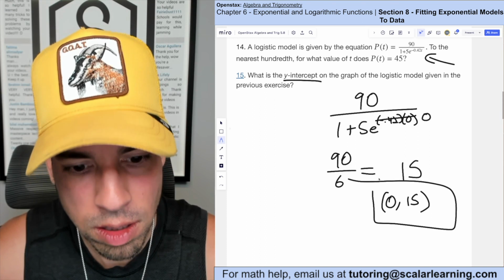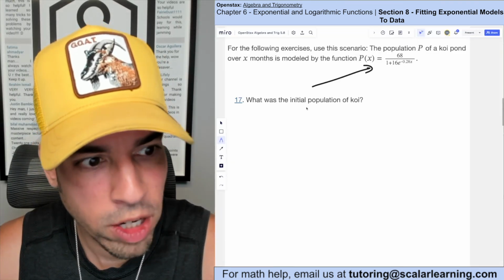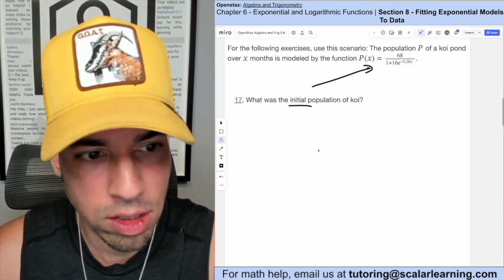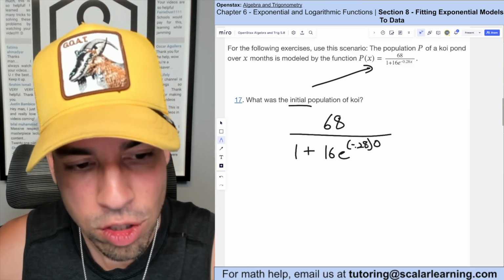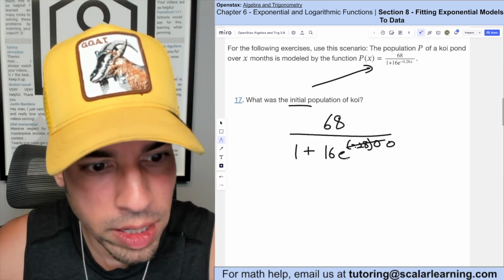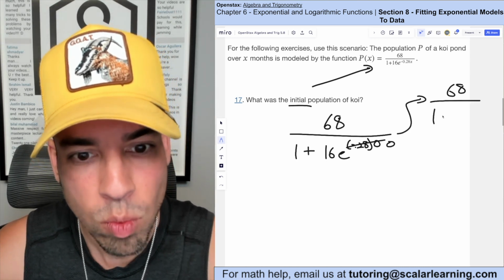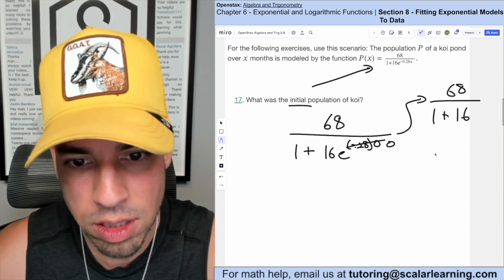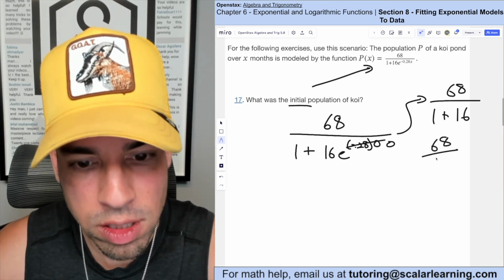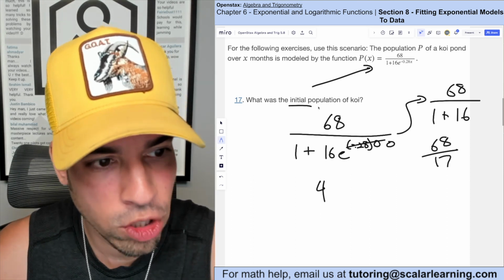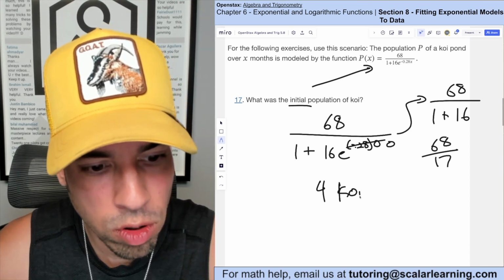Boom, done. For number 17, we're using this equation, and we're asked to find the initial population, which is the function value when x is 0. So let's plug and chug. 0 times negative 0.28 is 0. E to the 0th power is 1. So we get 68 over 1 plus 16 times 1, which is 16. So that's 68 over 17, and you can do that mentally, and that's 4. So the initial population of koi was 4 koi.